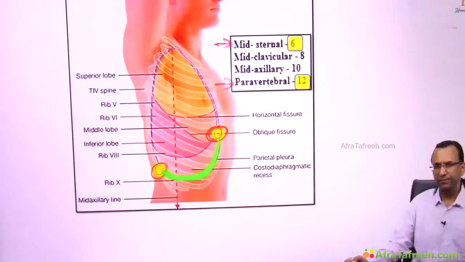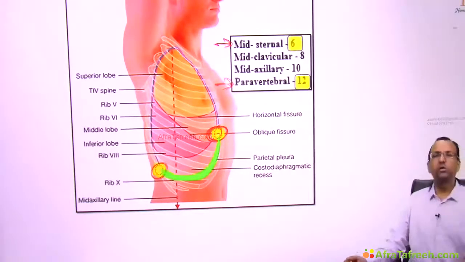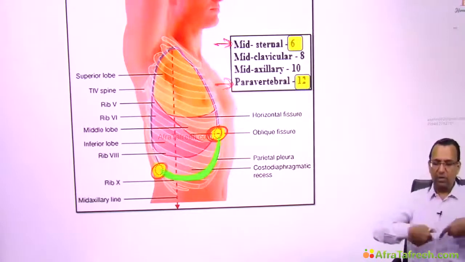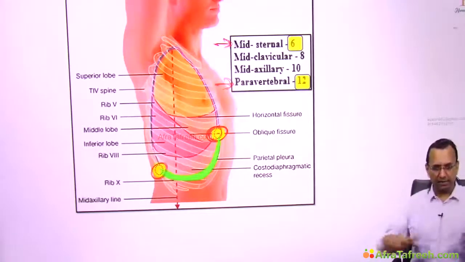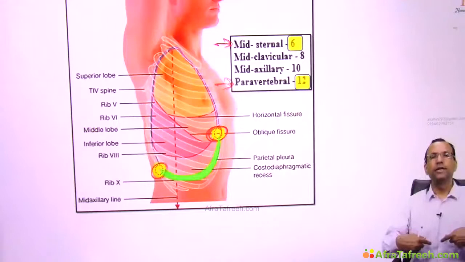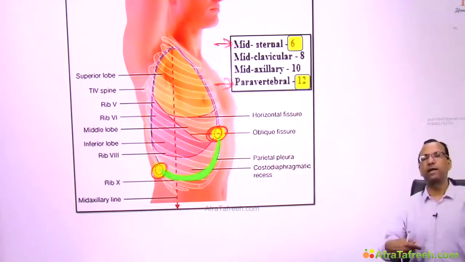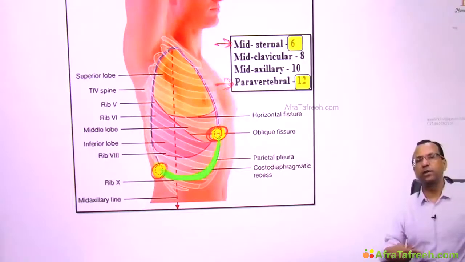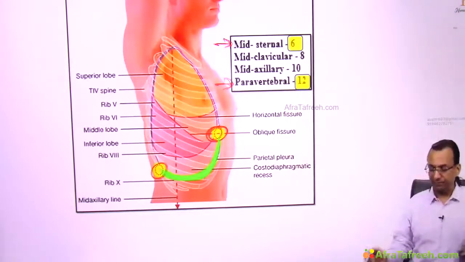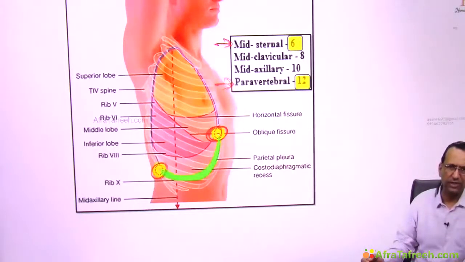Yes, that is the right pleura. Then what about the left pleura? It doesn't matter. Right and left pleura are the same. The marking is the same on the left: 6th rib mid-sternal, 8th rib mid-clavicular, 10th rib mid-axillary, and 12th rib para-vertebral. Right and left pleura have the same marking, but not for the lungs. Lungs are different. So, can we discuss the lungs then?